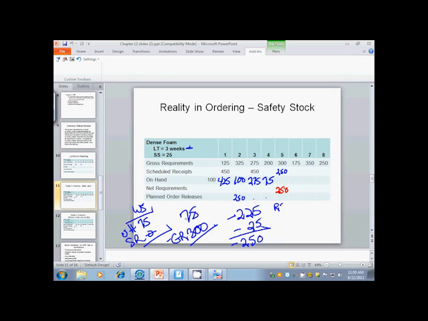If I now redo week 5, I had on hand 75 units, a scheduled receipt of 250. That gives me 325 units to be able to use. I want to subtract out my gross requirements of 300, and that leaves me with 25 units left over. Does that 25 units satisfy our safety stock? Yes, it does, because our safety stock has to be 25 units. So the end of week 5, we're going to have 25 units.